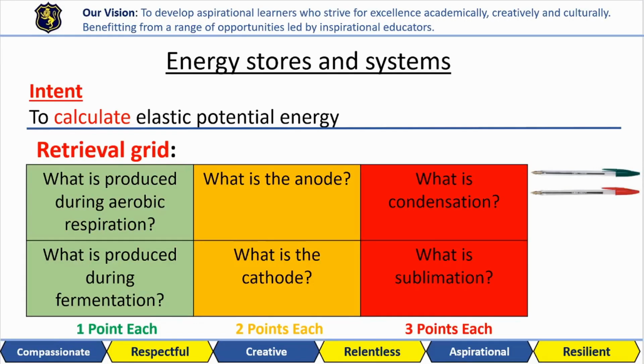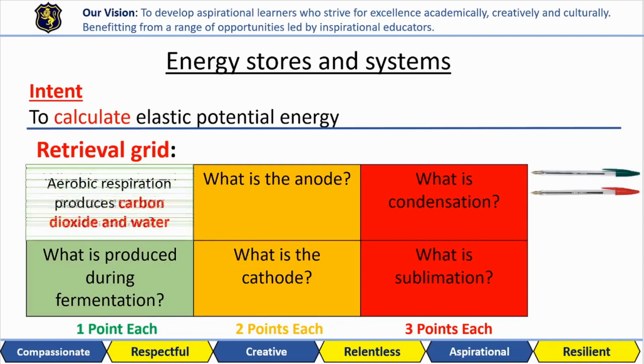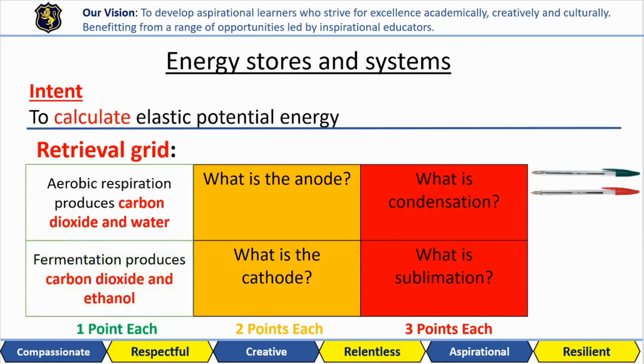Here are the retrieval questions for this lesson. You know what to do. Aerobic respiration produces carbon dioxide and water. Fermentation produces carbon dioxide and ethanol.